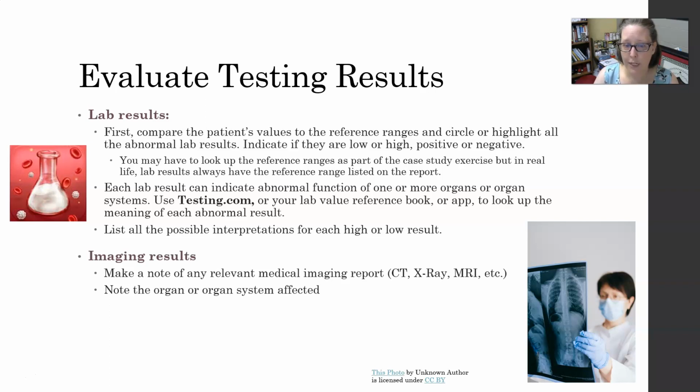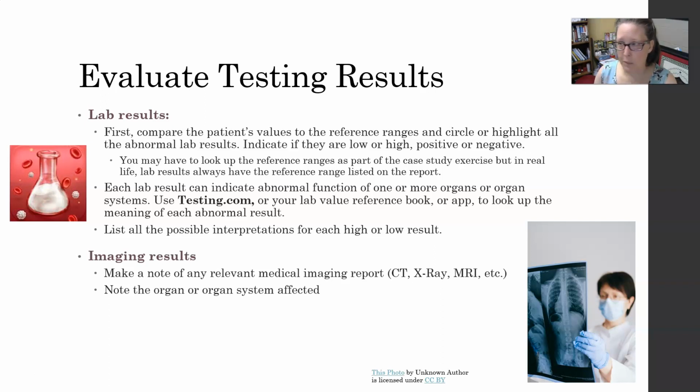And then for each abnormal test result, I want you to list all the possible interpretations for each high or low result, or positive or negative. Okay. Some of the interpretations with positive and negative are pretty clear cut, but some of the ones with certain enzymes or other values that are high or low could have multiple interpretations. With the imaging results, you're going to make a note of any relevant medical imaging reports, so the CT reports, X-rays, MRI, etc., and note the organ or organ system affected.